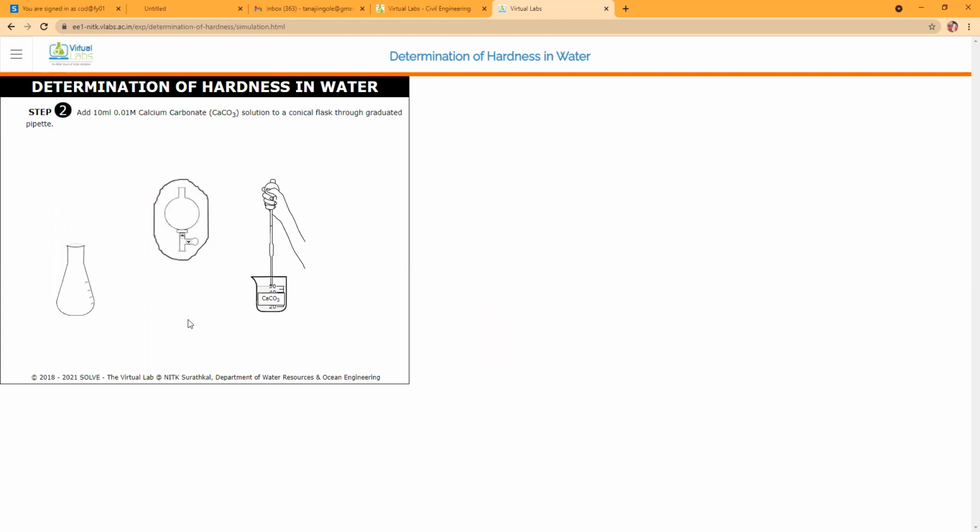First of all, fill in this pipette. Addition of 10 ml of 0.01 molar calcium carbonate in a conical flask through a graduated pipette. Press the down arrow on the bulb to release the liquid.